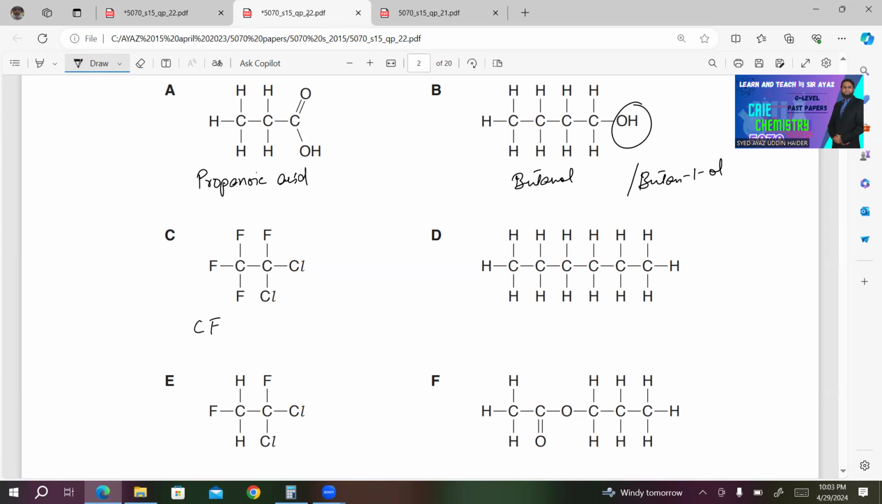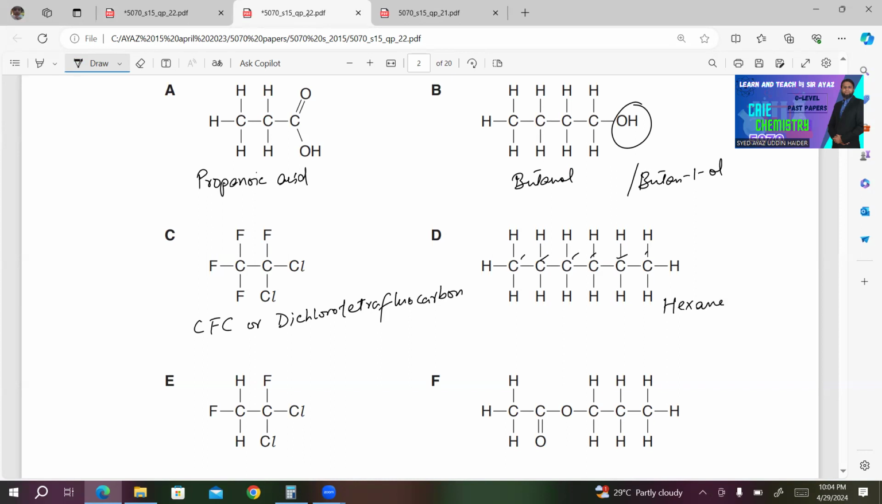C is chlorofluorocarbons. You can write CFC, chlorofluorocarbon, or dichlorotetrafluorocarbon. What about D? D is an alkane. There isn't any double bond. All are single bonds. So hydrocarbon 1, 2, 3, 4, 5, 6. So it's hexane.